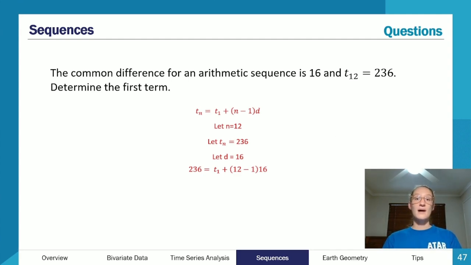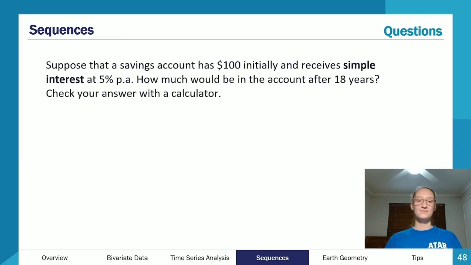So now it's just a matter of solving and isolating T1. 12 take 1 gives me 11. 11 by 16 gives me 176. And then to isolate T1, I subtract 176 from each side, which means that T1 is 60, which is awesome because I've already found term 1 now, which is really, really good. So that's how I would approach that question there.